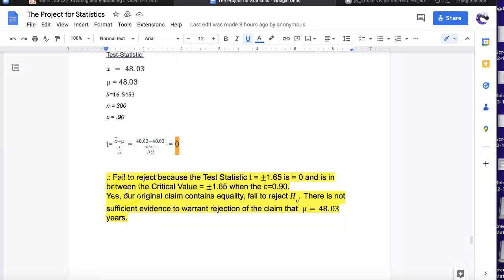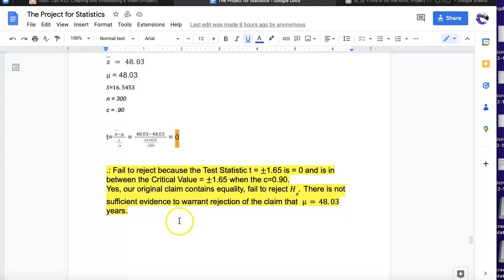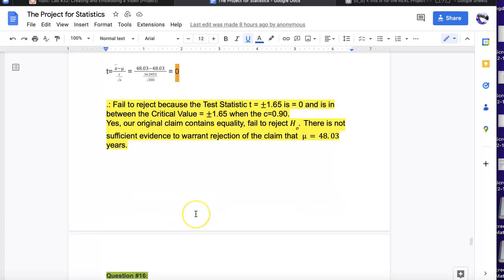So in our conclusion, we fail to reject because the test statistic T is equal to 0 and is in between the critical values of plus or minus 1.65, when the confidence is 0.90. Yes, our original claim contains equality, fail to reject H0. There is not sufficient evidence to warrant rejection of the claim that mu is equal to 48.03 years.